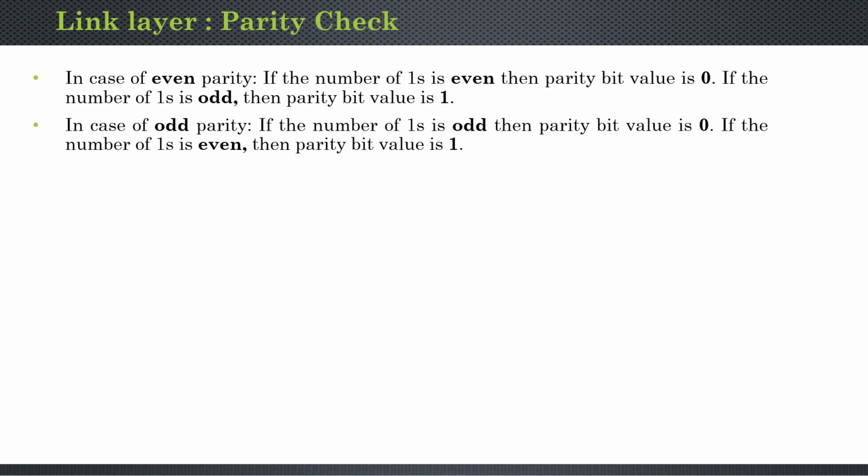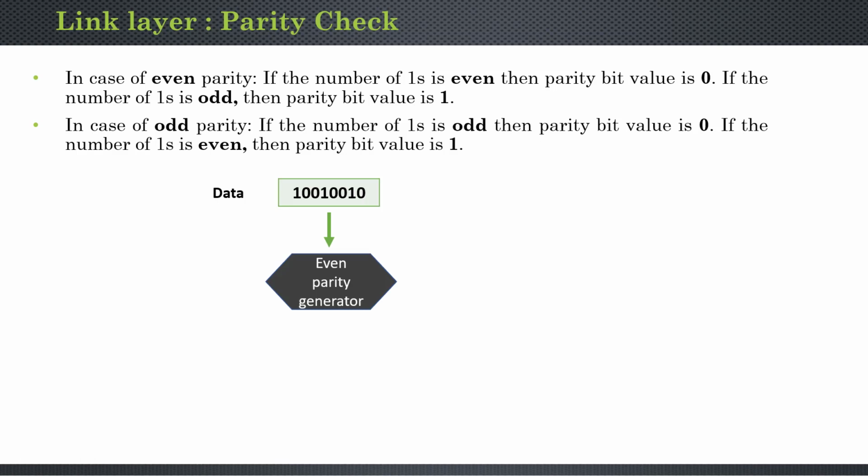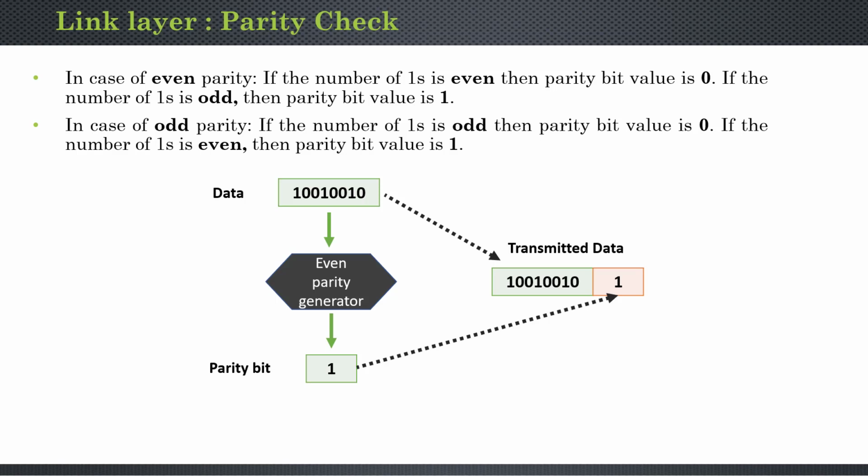To better understand the parity method, let's have an example. We consider this data to be transmitted. We have 1, 0, 0, 1, 0, 0, 1, 0. And we consider the case of even parity. In this case, the generator analyzes the data to calculate the parity bit. Here we have an odd number of ones, 1, 2, and 3 ones. So based on the rule of even parity, the parity bit value is 1. The transmitted data is the combination of the parity bit and the original data. So the parity bit is appended to the original message before transmission.